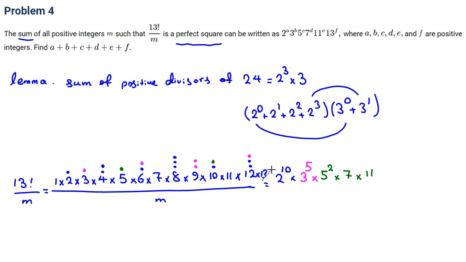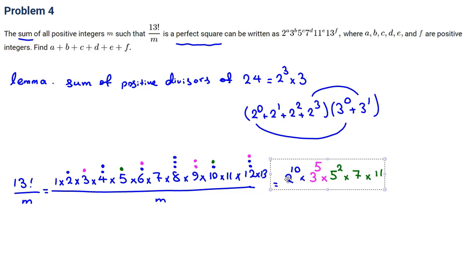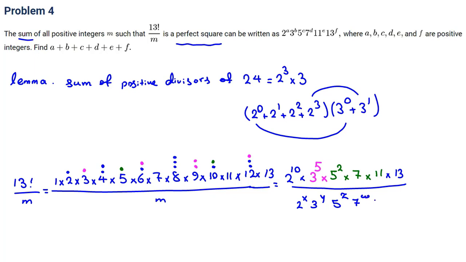Let me move it to the right side. Okay, and so we have 13. 13 has no effect on 2, 3, 7. Now, because it should be a perfect square, here we have 2 to the power of something. For example, 2 to the power of x times 3 to the power of y times 5 to the power of z times 7 to the power of, for example, w, 11 to the power of r, 13 to the power of q. So we have these powers.